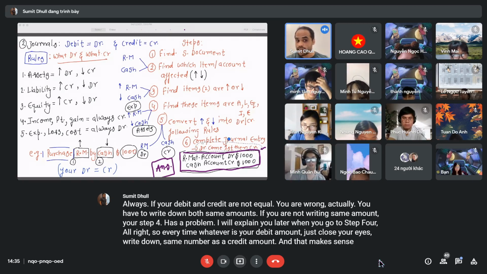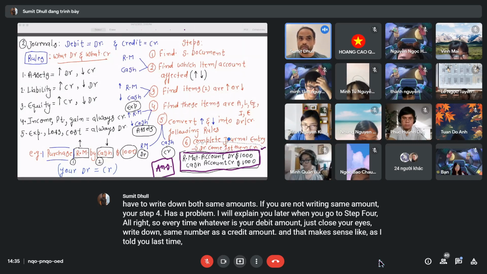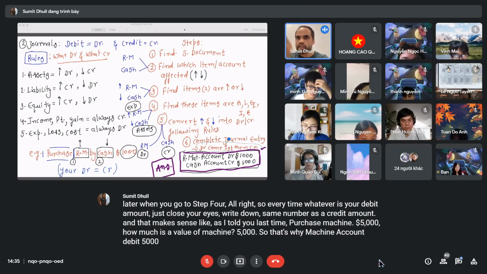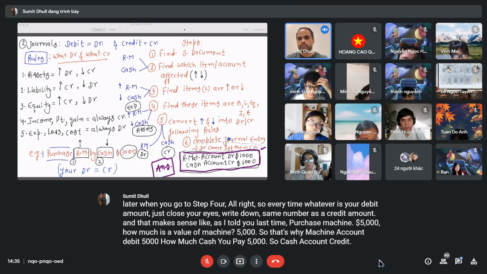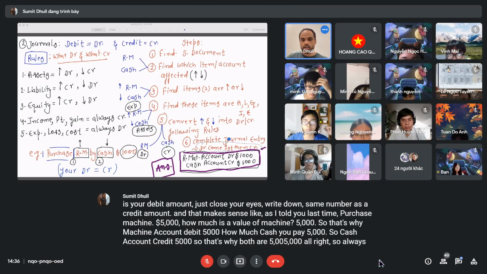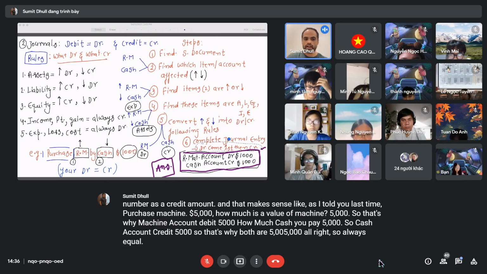Like I told you last time, purchase machine, $5,000. How much is the value of the machine? 5,000. So that's why machine account debit 5,000. How much cash do you pay? 5,000. So cash account credit 5,000. That's why both are 5,000, 5,000. So always equal. That's why I write DR, which is debit, equals credit.